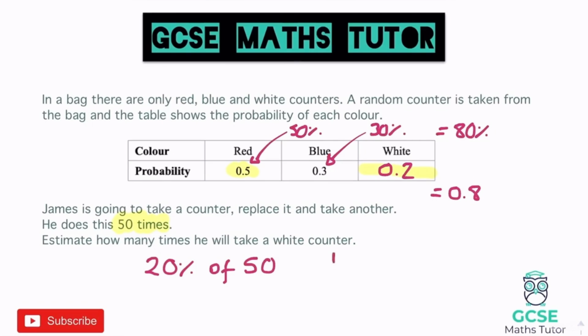Always find 10% to start with, so 10% of 50 equals 5, and 20% is double that, so 20% is going to equal 10 times. There we go, and there's our final answer, 10.